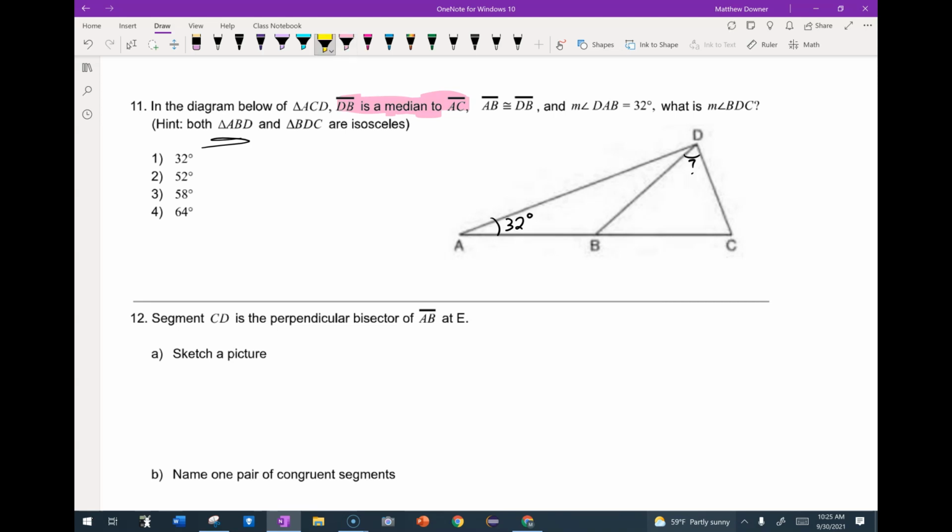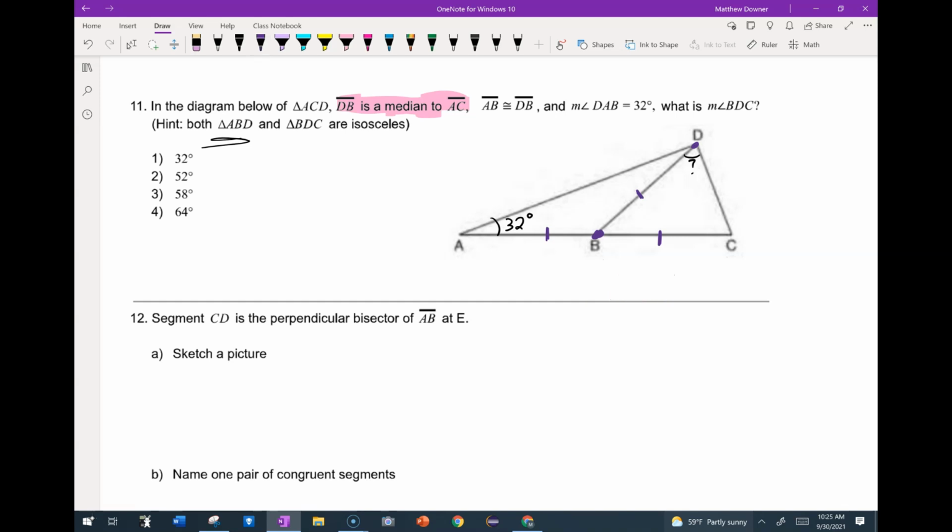They tell us that DB is a median. And remember, a median is a segment in a triangle that goes from a vertex to the midpoint of the opposite side. So that would mean that point B there is a midpoint of side AC. So segment AB is congruent to segment BC. But they also told us here that AB and DB are congruent. So all three of those segments are congruent.